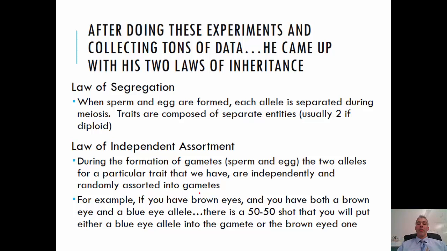The law of independent assortment, on the other hand, is this idea that during the formation of gametes, those alleles are randomly and independently assorted into those gametes. Not only are they separated, which is the law of segregation, they're also randomly, through the laws of probability, separated into the different sperm and egg. So if you have brown eyes and you have both a brown eye allele and a blue eye allele, or you're heterozygous, there's a 50-50 chance, because you're big B, little b. Big B, little b is what's called the genotype, which we'll get to in a little bit. There's a 50% chance that if you're a male, your sperm will get the big B allele, and a 50% chance that they'll get the little b allele.